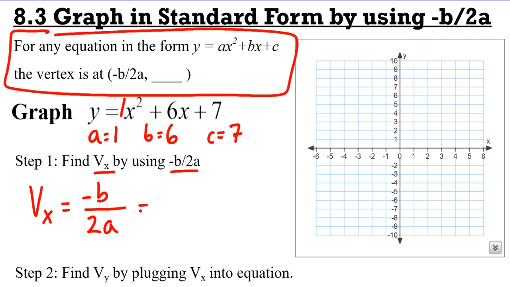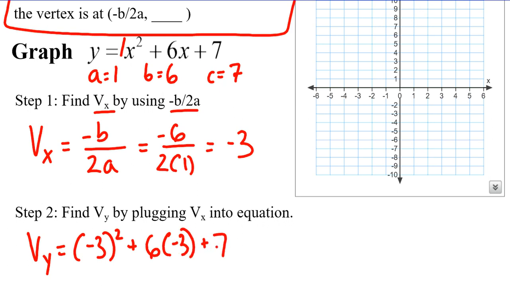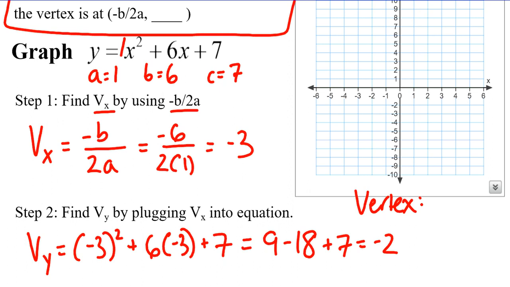In our case, it'd be negative 6 divided by 2 times 1. That will make negative 3. So I know that the vertex's x-coordinate is at negative 3. How do I get the y-coordinate? Same as I did before. I put negative 3 into my equation for x. So I get negative 3 squared plus 6 times negative 3 plus 7. That will be 9 minus 18, which is negative 9, plus 7, negative 2. So I know that the vertex is located at negative 3, negative 2, right there.